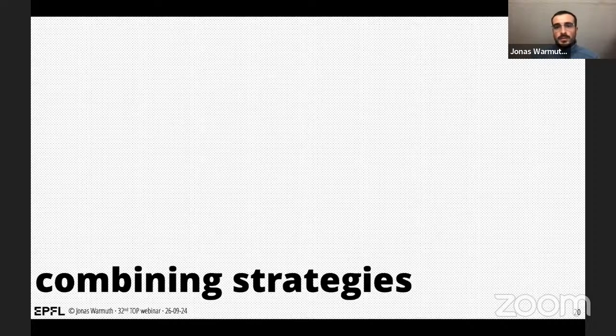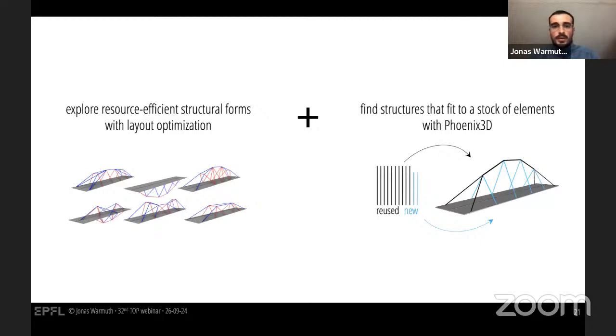And what we can now do, and this is the nice thing basically, is we can combine those two approaches. So I've first shown you a nice way to explore resource efficient structural forms based on layout optimization and this modified ground structure approach. And we can now combine that with the idea of reusing structural elements and of optimally assigning them to a structure that we aim to design. And so we can combine two strategies to lower the overall environmental impact of structures.